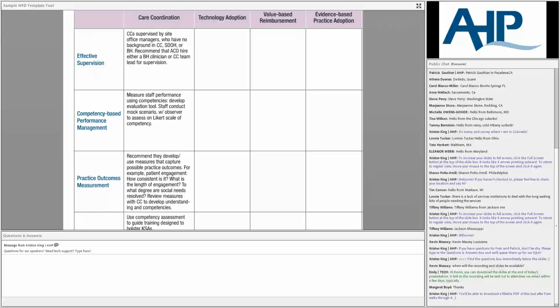We recommended that the ACO either hire a behavioral health clinician to do the supervision or create a new position of care coordinator team lead, where that person could supervise the care coordinators, either all of them or 2 or 3 team leads could supervise the less experienced folks. And this also could lead to an additional step in the career ladder by allowing care coordinators upward mobility. We also suggested that they use the competencies to measure individual staff performance and use the competencies to develop a competency-based evaluation tool.